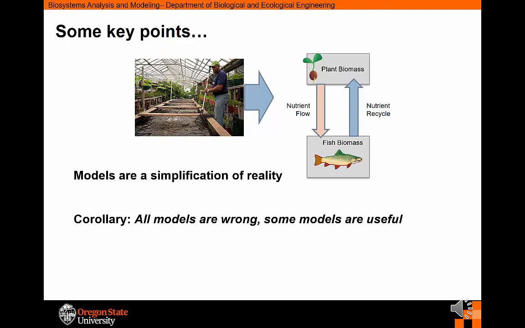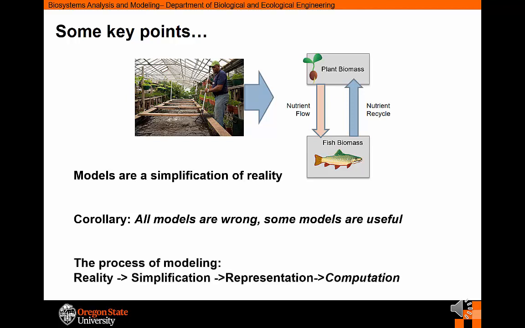I also want to emphasize the process of modeling. First, we start with a question about a slice of reality. Second, we simplify our conceptualization of the system, focusing on key elements and relationships controlling system behavior vis-a-vis our question. Third, we cast this simplified system conceptualization into a mathematical form. And finally, we solve the resulting model, generally using some sort of computation.